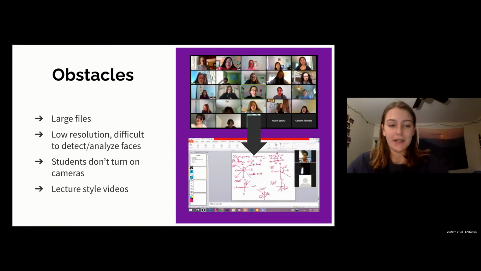Also, most classes are an hour long, give or take, so the files are large. And then a lot of students don't turn their cameras on in the first place. But the main thing that I didn't really anticipate as much was that most lectures are lecture style. So it's more so teachers displaying PowerPoints or drawings. It's not as much discussion based. Even our class, the smaller class, most of the time someone's presenting screens and then there's maybe a couple of faces on the side.